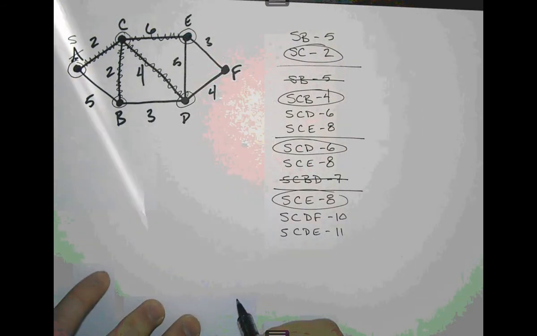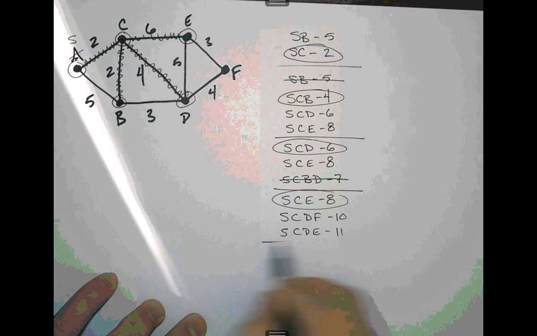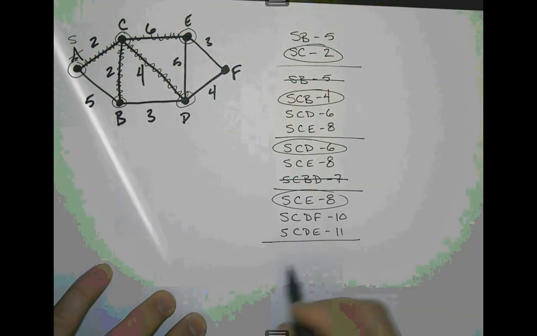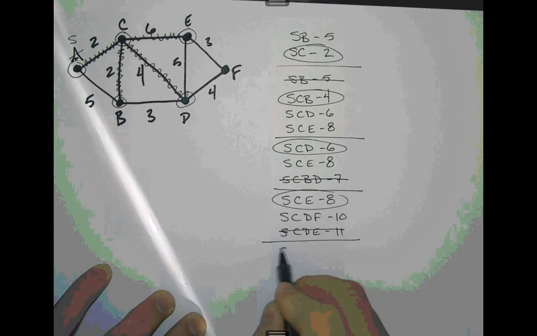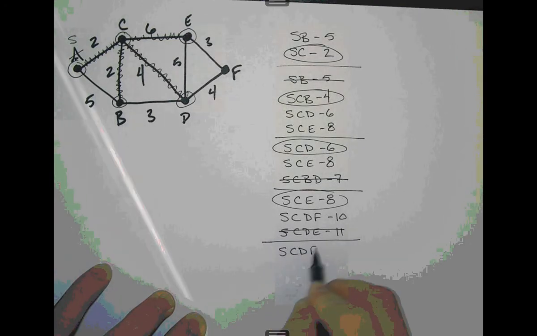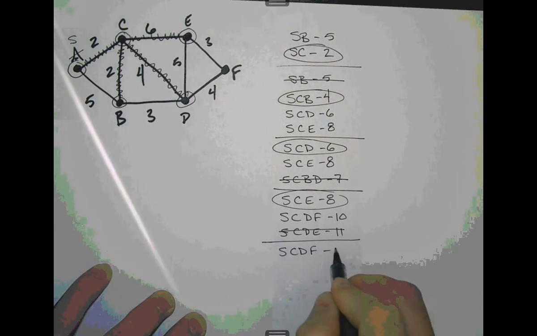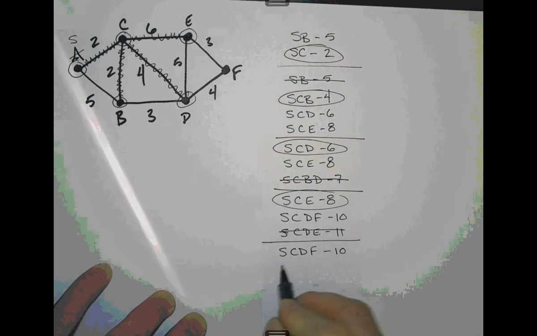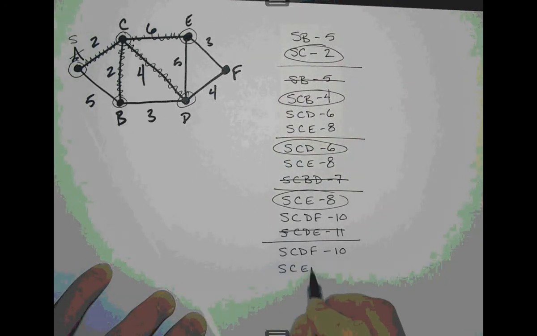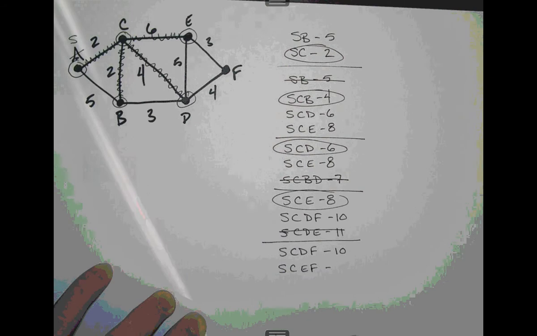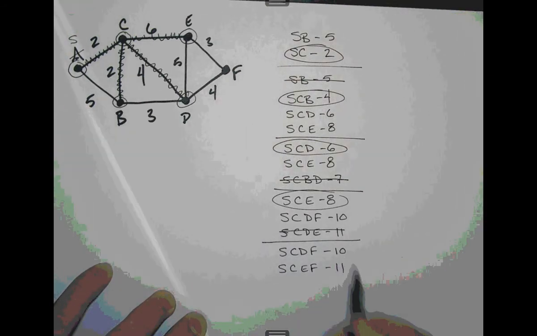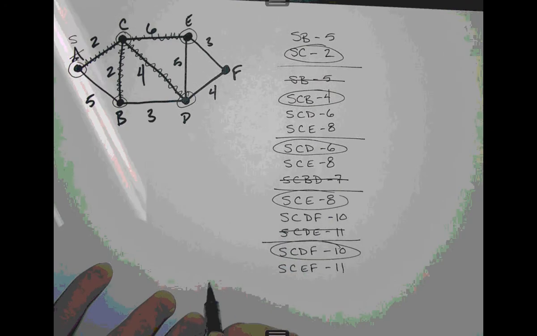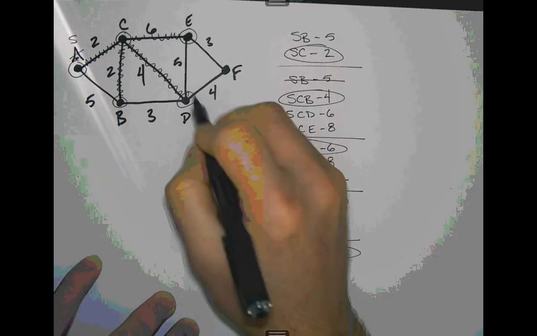and now we only have 2 options, right? Our last 2 options are going to be, since we've already used E, this one's out, so SCDF, which is still 10, or I could do SCEF, which is going to be 8 plus 3 is 11. You pick your shortest one and highlight from D to F.